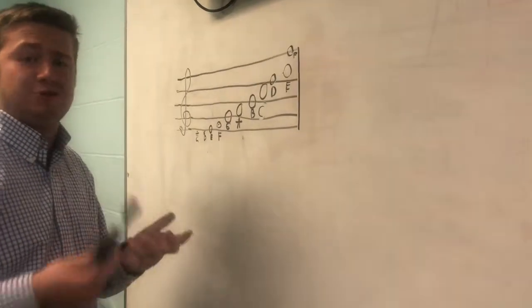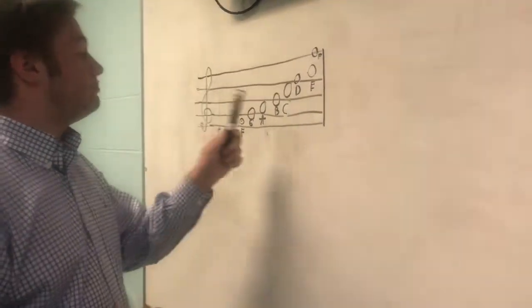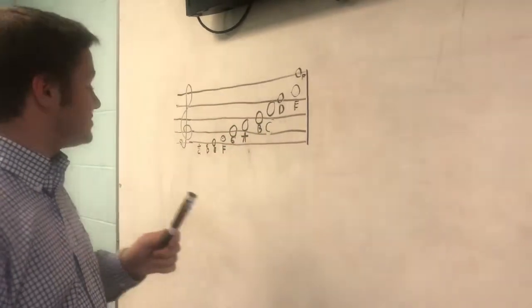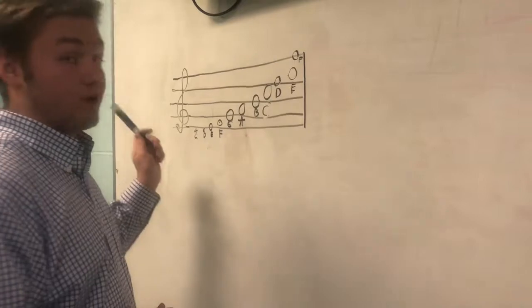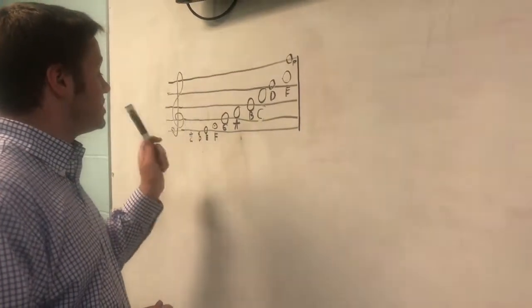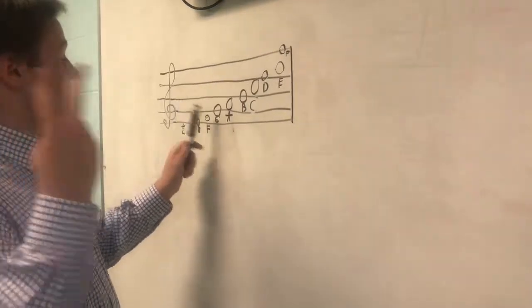How are you supposed to remember that? It's very confusing. I have a saying for you. Every good boy does fine. So what we're saying is, every good boy does fine. So E for every is on the first line. Every good, G, is on the second line.